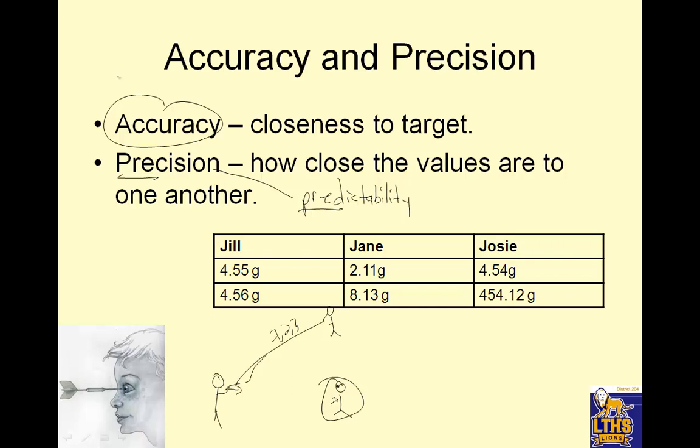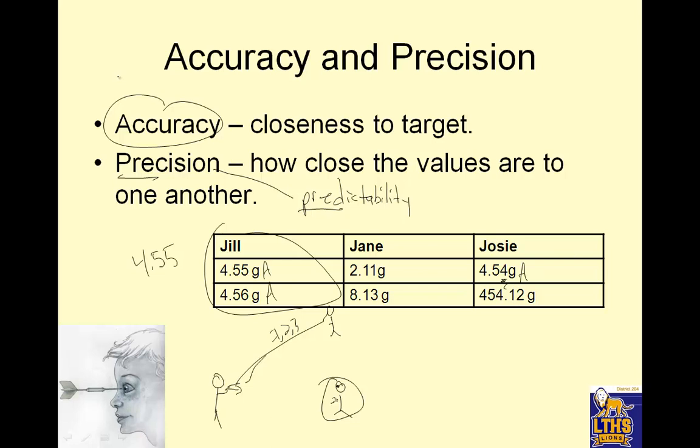So with a data set and kind of a normal thing, if I look at what Jill did, let's say the right answer is 4.55. Are Jill's answers accurate? They are accurate because they are on target. They're really close to the right answer. Does anyone else have an accurate answer here? Well, Josie over here is accurate. It's within that wiggle room, which would be the last decimal place.